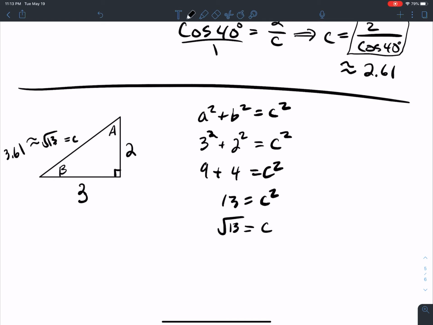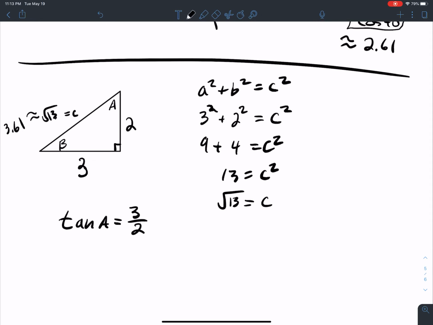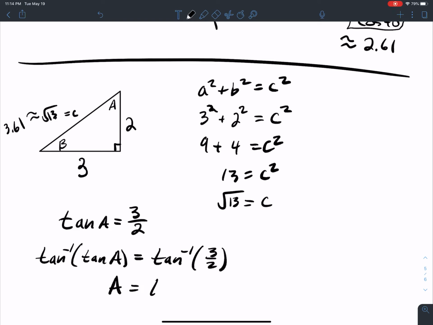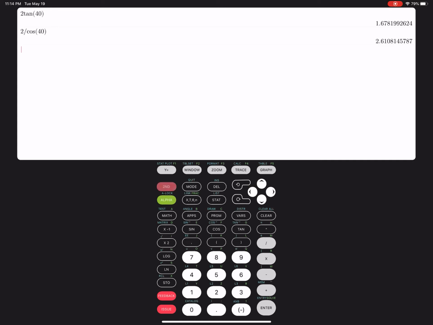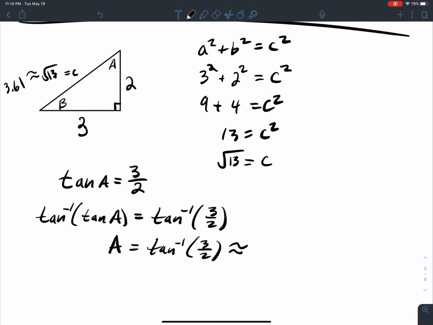Now, to get the angle theta, we can do tangent, which is opposite over adjacent. So tangent of A is opposite over adjacent. Tangent's always a good one because you don't have to worry about your domain, because tan inverse is defined for all input. So tan inverse of tan of A is equal to tan inverse of 3 over 2. And so the angle A is the tangent inverse of 3 over 2. Make sure your calculator is set to degrees mode. So the tangent inverse of 3 divided by 2, close parentheses, 56.3. So that's 56.3 degrees, rounded to 1 decimal place.